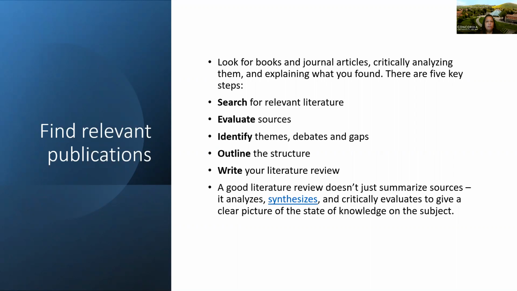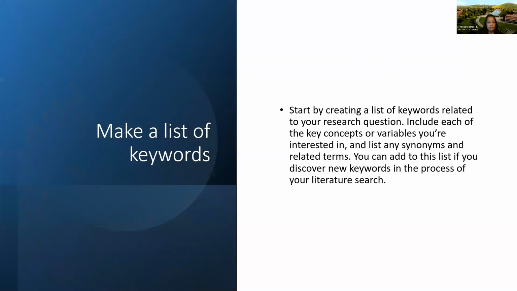All right. So far there are 5 steps to writing this literature review: search, evaluate, identify, outline, and write. So we're at the writing part, and I just want to go over some of the previous parts to make sure that you have that covered. A good literature review doesn't just summarize sources, it analyzes, synthesizes, and critically evaluates them to give a clear picture of the state of knowledge on the subject, okay?